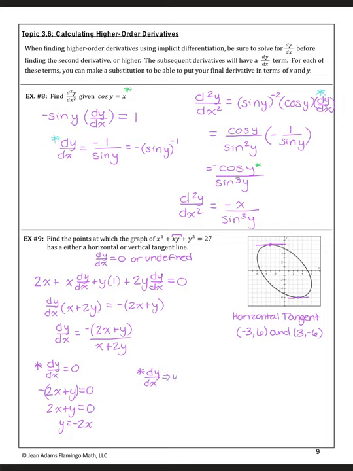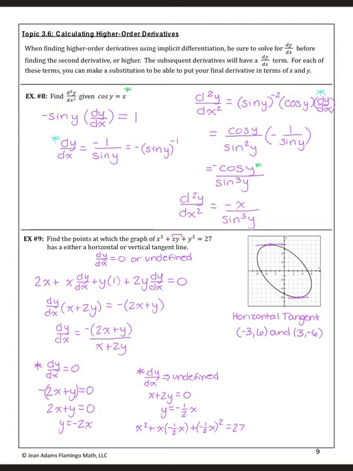So now we look at our second point where dy dx is undefined. If a function is undefined, that means that the denominator equals 0. So in this case, we would have x plus 2y is equal to 0, which means that y would equal negative 1/2 x. I can substitute this value into the original equation, so I get x squared plus x times negative 1/2 x plus negative 1/2 x quantity squared is equal to 27.